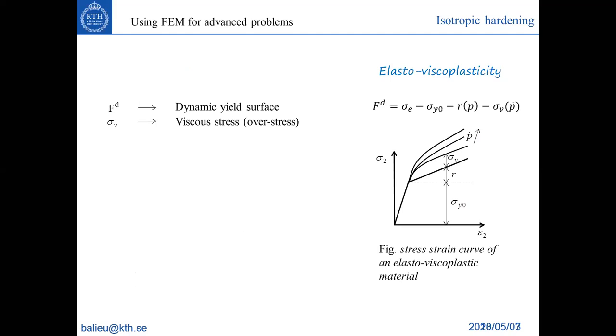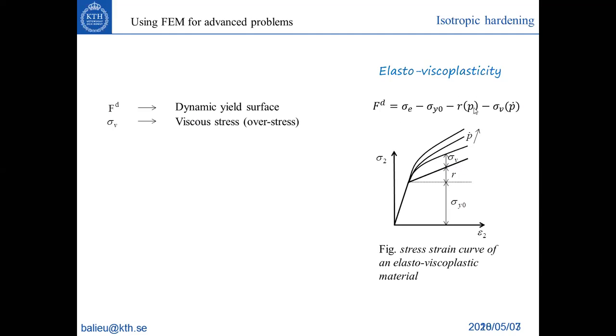Yes, so in this case it is not F, it is FD, the dynamic yield surface. Because it's a yield surface which depends on the strain rate, it's not static anymore, just a name. And this sigma V, as I told you, is called viscous stress. It's sometimes also called overstress. So it's something that you have over the static yield surface. If you take only this part, it is a static yield surface.